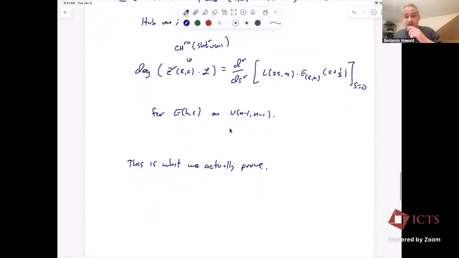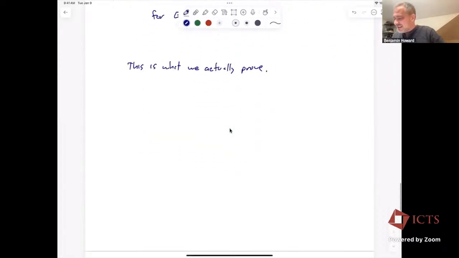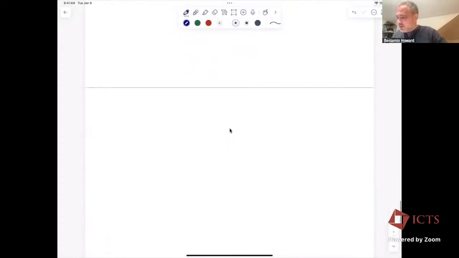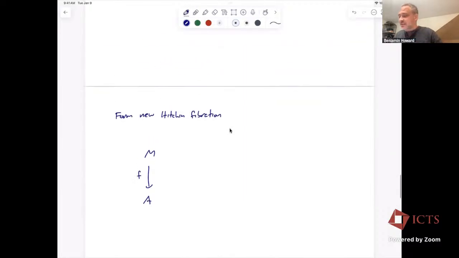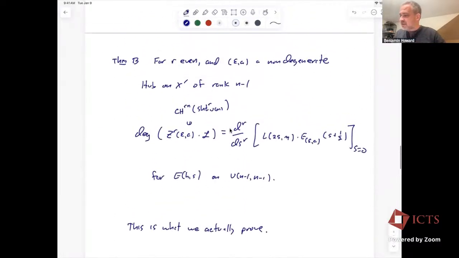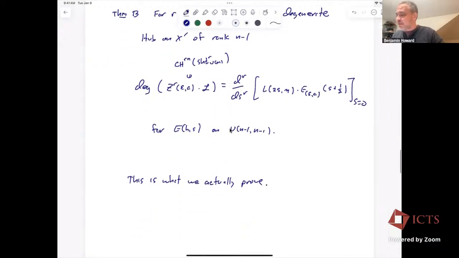Okay. So what is the analog of the Hitchin fibration in this situation? Well, it's exactly the same. We're going to form a new Hitchin fibration. I'm going to call it the same thing, M over A. The base of the Hitchin fibration is still going to be the moduli space of the things that are parametrizing the two sides of the equality. It's going to be the moduli space of all possible EAs, so non-degenerate things of rank n minus 1.